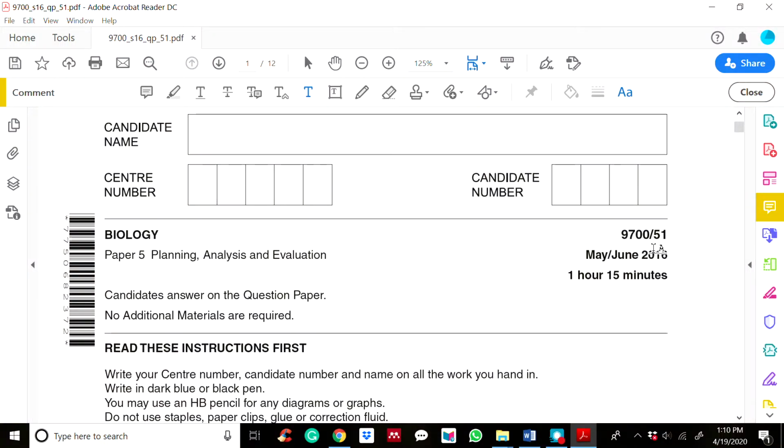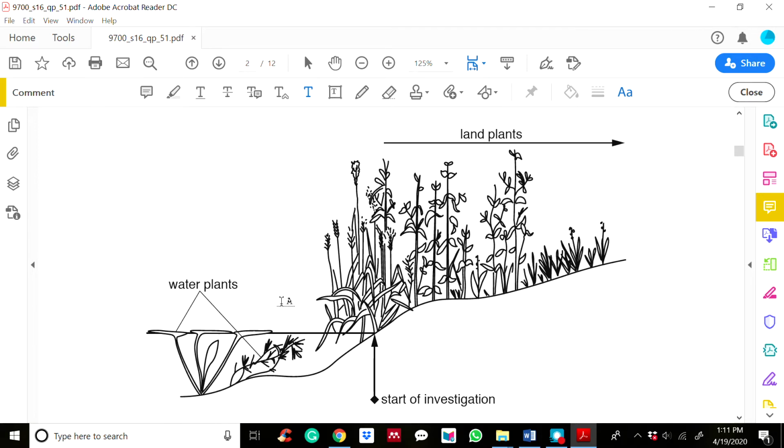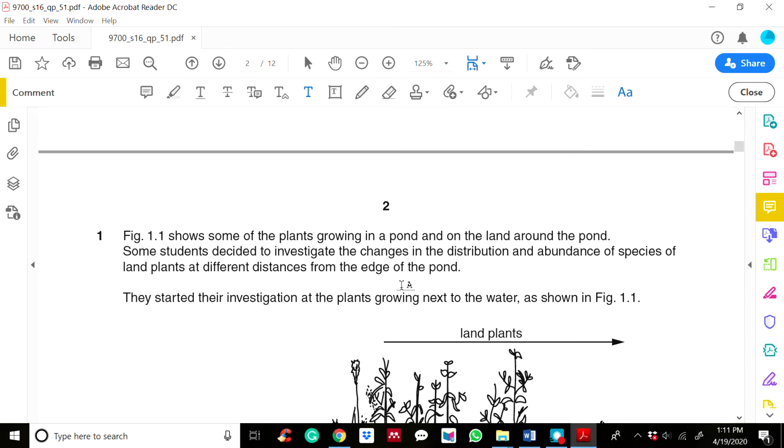Let's look into paper 51, May-June 2016. Question 1. Figure 1.1 shows some of the plants growing in a pond and on the land around the pond. So you can see this is the water plants and this is the land plants.